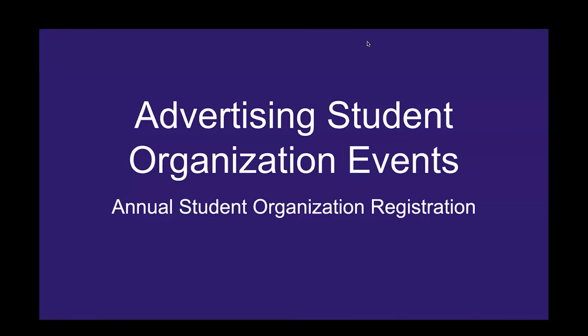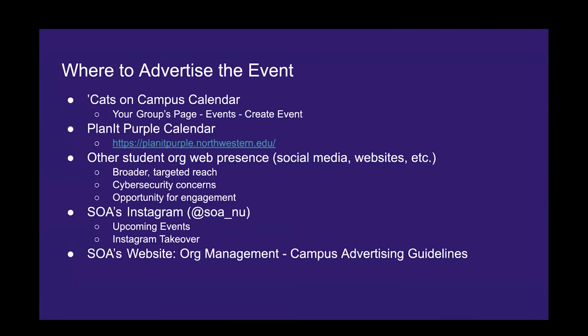In this presentation, I'm going to discuss how you can go about advertising events put on by your student organization. There are so many different ways that you can advertise an event on campus, and a great place to start is the CATS on Campus calendar. Navigate to your group's page, then click Manage Organization Events, and then create an event.